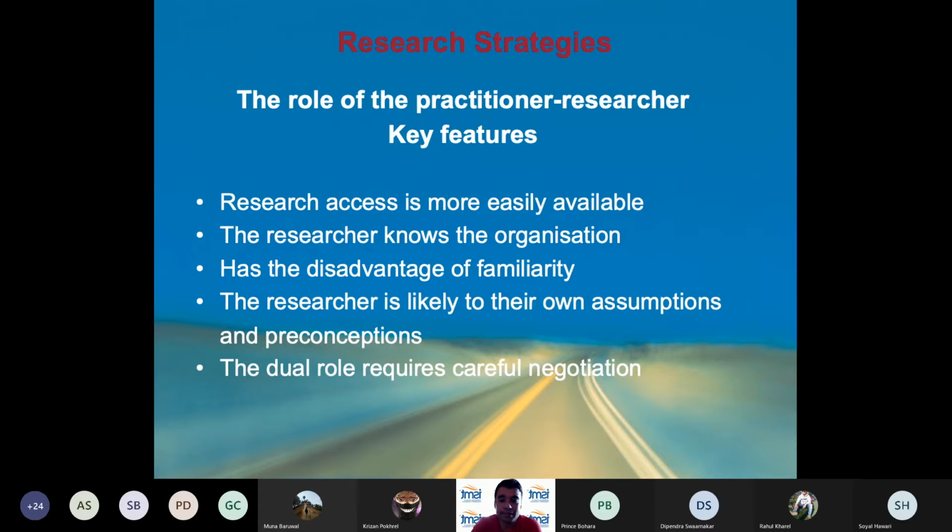So the role of practitioner or researcher: research access is more easily available. The practitioner mainly focuses on action research. Okay, action research, and we are the researchers. Basically, we need to identify ourselves as researchers. Okay, research access is more easily available. The researcher knows the organization, though that has the disadvantage of familiarity. These are the roles that we are going to apply in the context when you work as part of the research team in an organization or elsewhere.